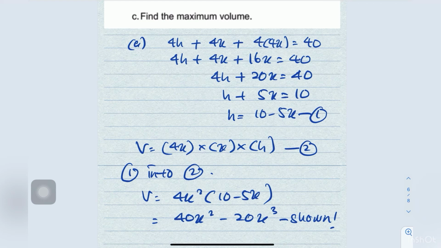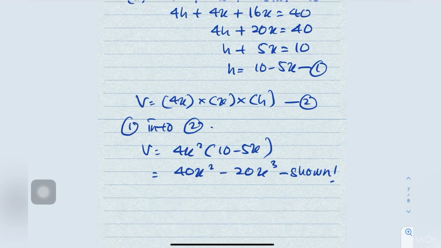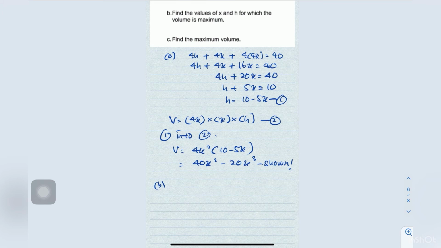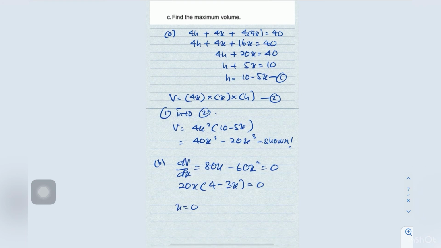Okay, so then B. For question B, find the values of x and h for which the volume is maximum. Volume maximum, differentiate and equate to 0. So we have V in terms of x. We differentiate, we get dV/dx equals 80x minus 60x squared equals 0. Here we have 20x times (4 minus 3x) equals 0. Here we have x equals 0 and x equals 4 over 3.